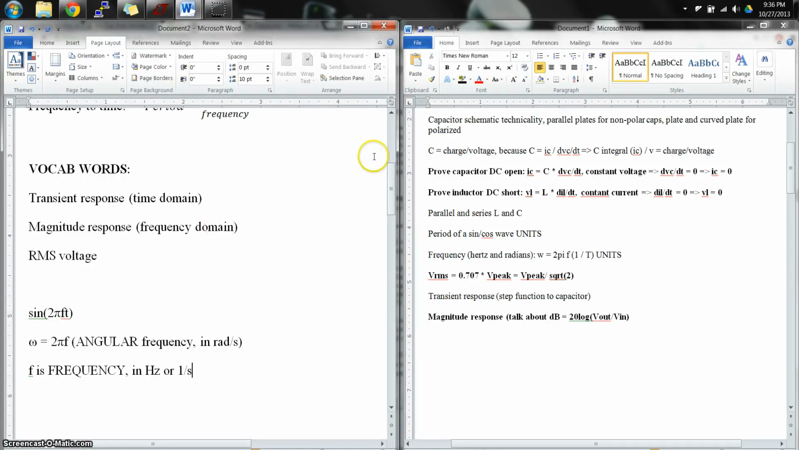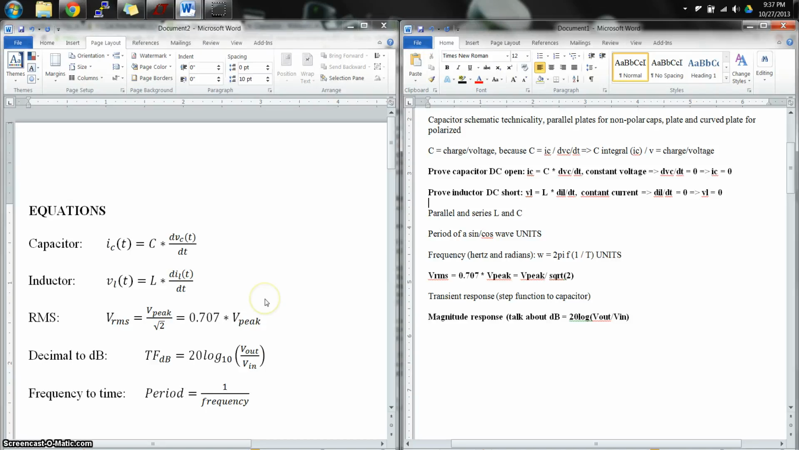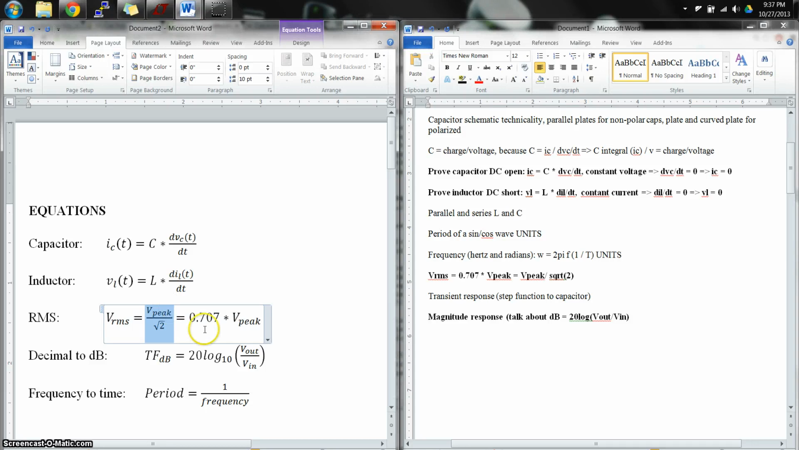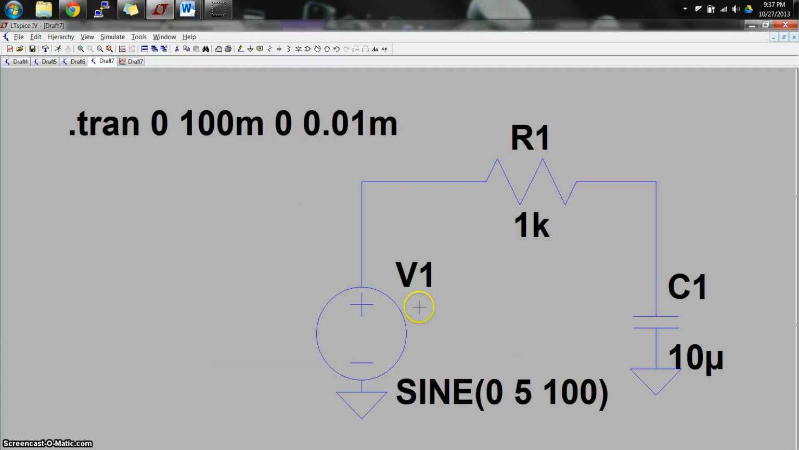Next thing, let's talk about RMS voltage. RMS voltage is given by this equation right here. RMS is derived from the peak of a sinusoidal waveform, not a DC waveform. So RMS voltage is equal to the peak of the sinusoid over square root of 2. Or a lot of people just simplify this and say it's roughly 70% times the peak voltage. That's a pretty good approximation for any given circuit. So let's look at that real quick.